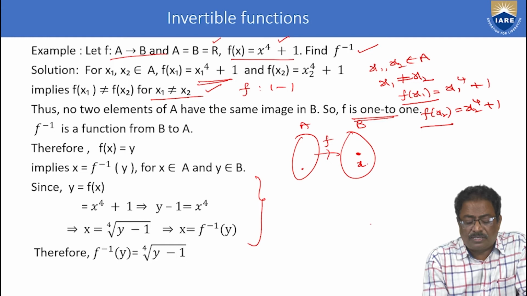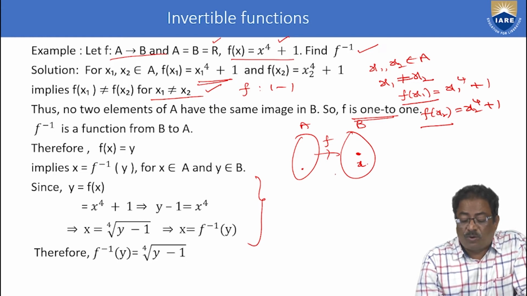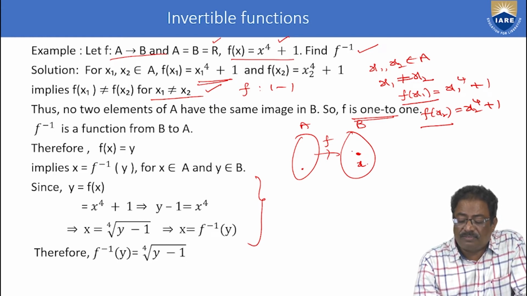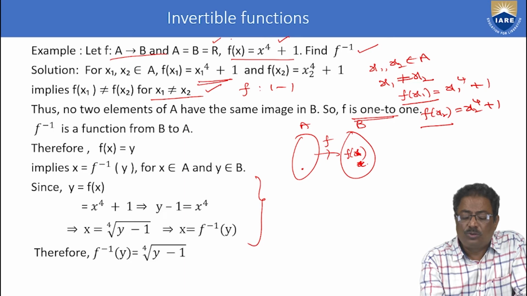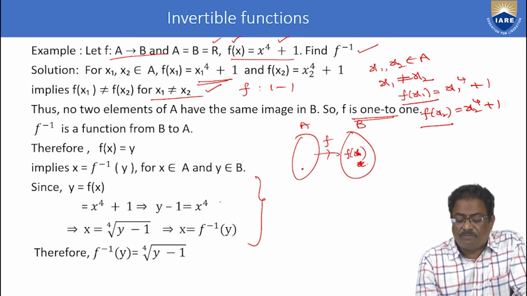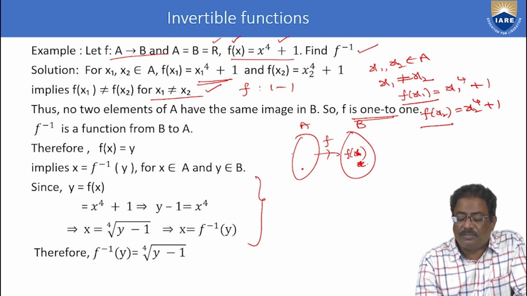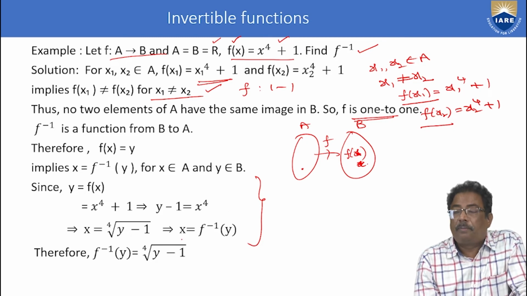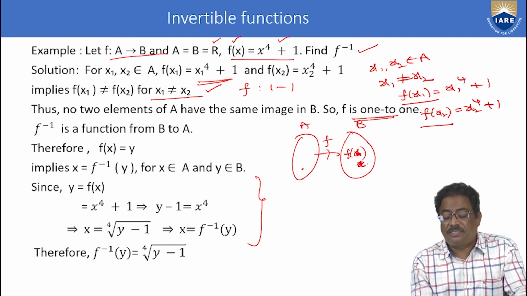So I am going to consider first y is equal to f of x. So here it is, this is f of x. Then I am going to consider this is equal to y. So the image, y, I am taking. Then from this I am going to calculate what is its pre-image.